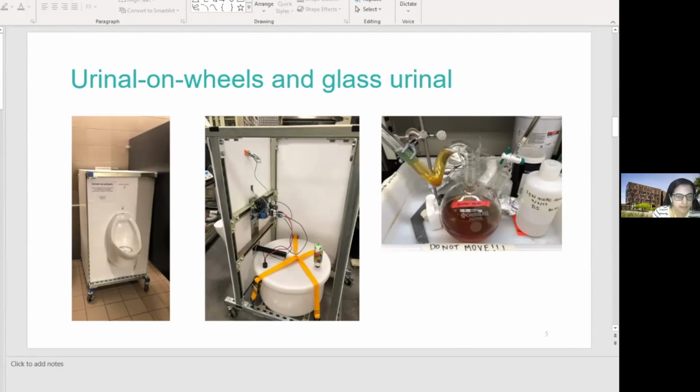Then to compare this real world system, we made a glass urinal in the lab, which one of the attendees today has seen in real life. We would add urine twice a day to this urinal, and we collected the samples from inside the tank. So this is the tank and this is the trap.